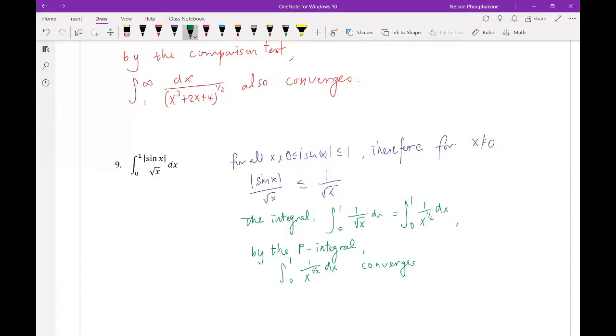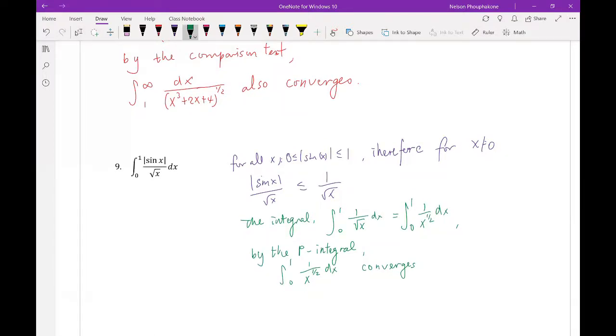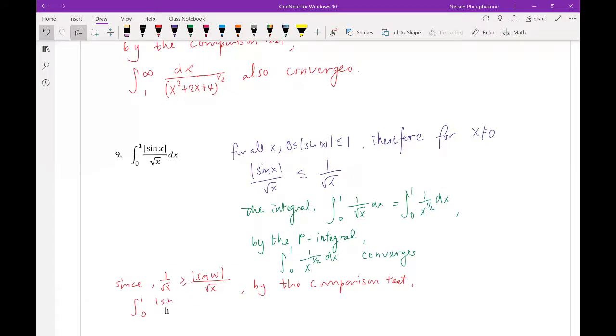Okay. Because again, p is greater than 1, right? Then in this case, we could make the conclusion now. Since 1 over square root of x is greater than or equal to psi of x over square root of x, by the comparison test, the integral from 0 to 1 of psi of x over square root of x dx also converges.